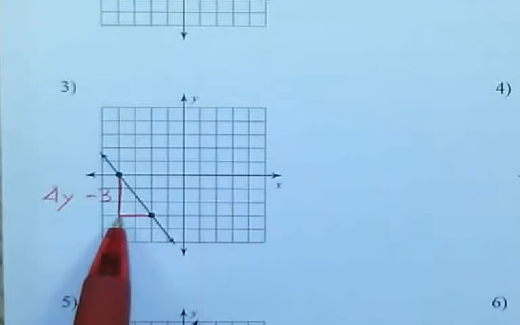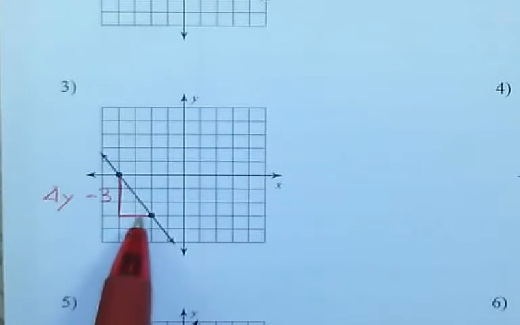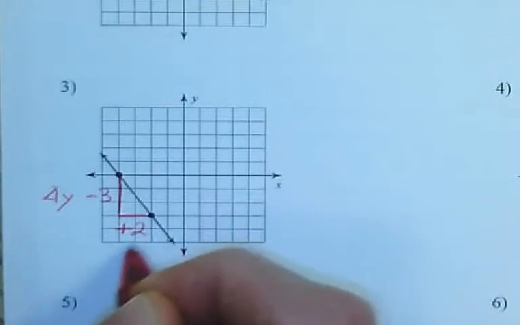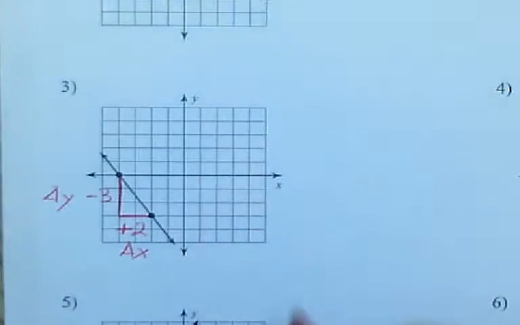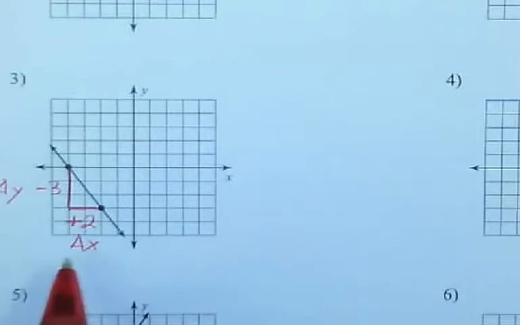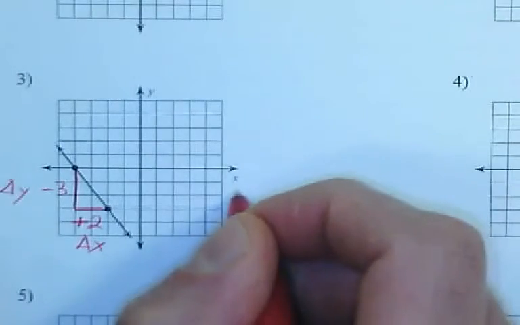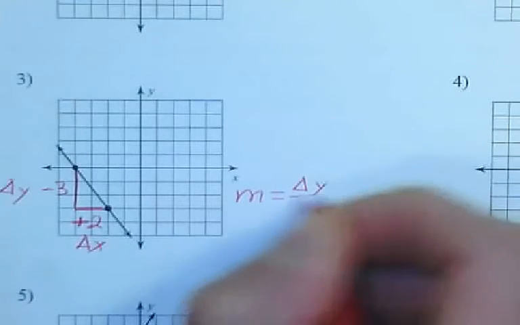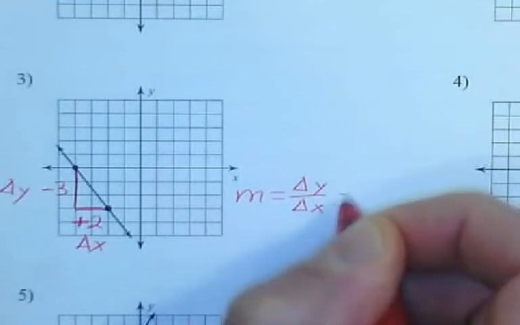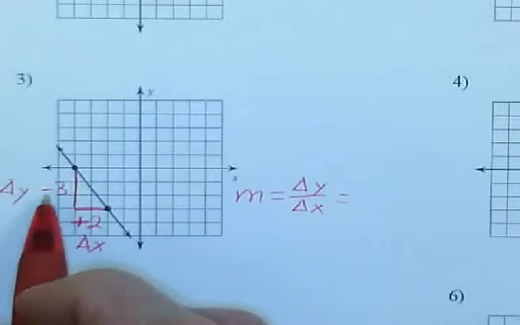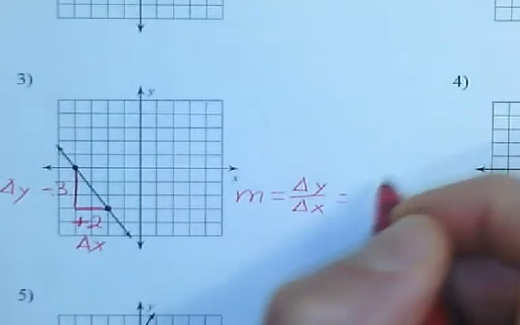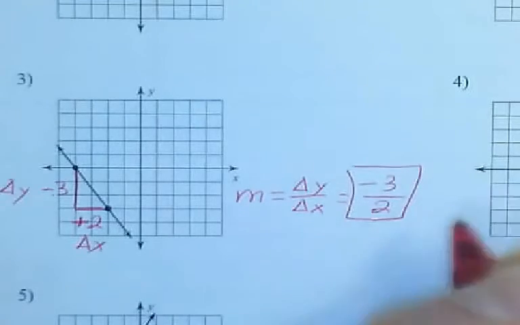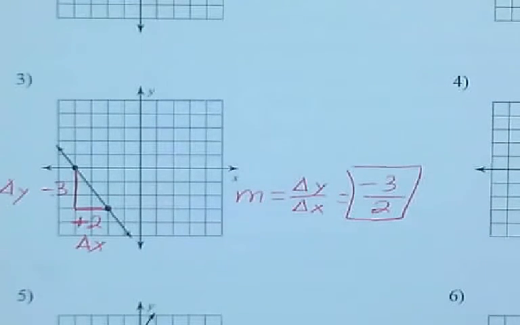Our change in x, we had to go right 2. That's 1, 2. So our change in x was +2. Now, we plug these values into our slope formula. Slope is change in y over change in x. And that is simply -3 over 2. And we'll leave it as an improper fraction, all right, unless told to do otherwise.